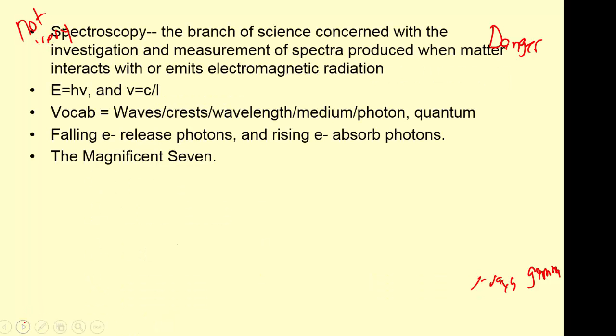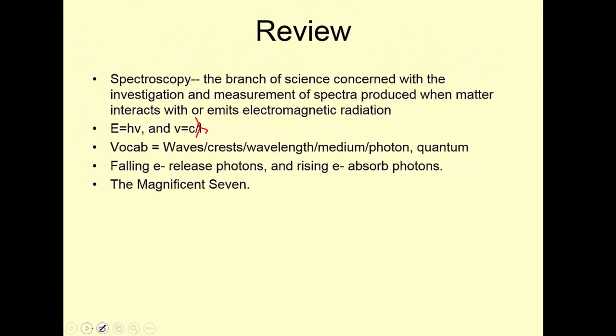Good. We are done. Review. Spectroscopy is a branch of science concerned with the investigation and measurement of spectra produced when matter interacts with or emits electromagnetic radiation. Know your equations. Woohoo, that's a lambda. Vocab: waves, crest, wavelength, medium, photon, quantum. Falling electrons release photons. Rising electrons absorb photons. And we now know the Magnificent Seven: radio, microwaves, infrared, visible, ultraviolet, X-ray, gamma.